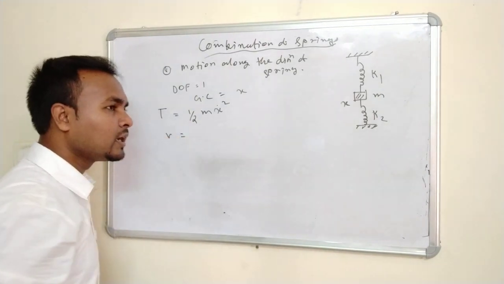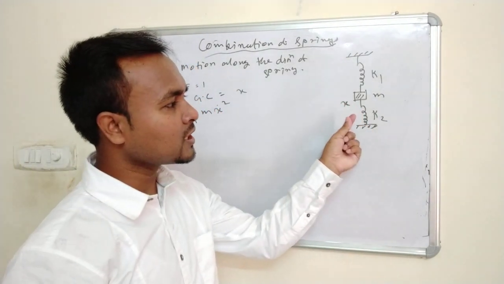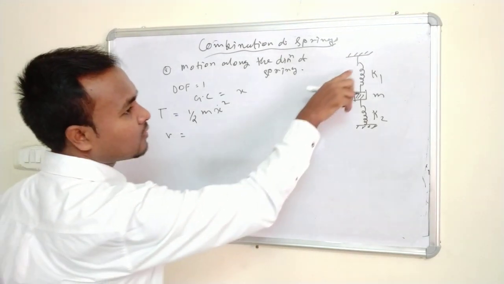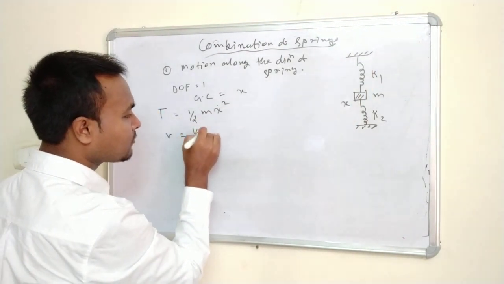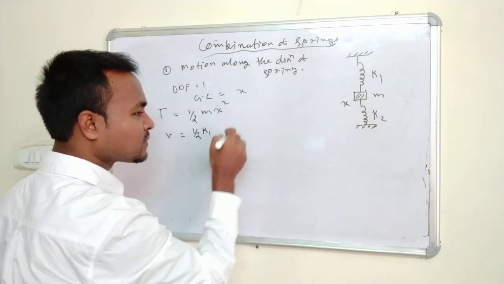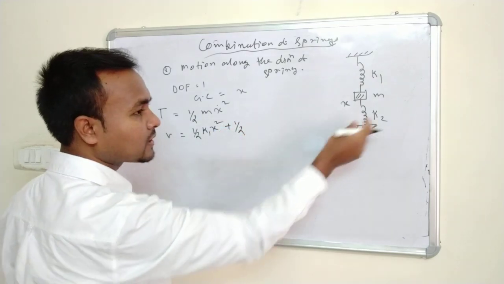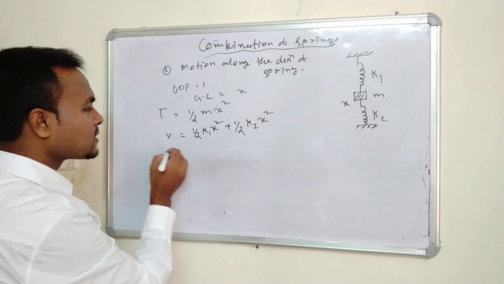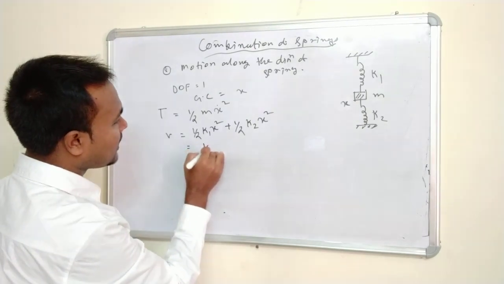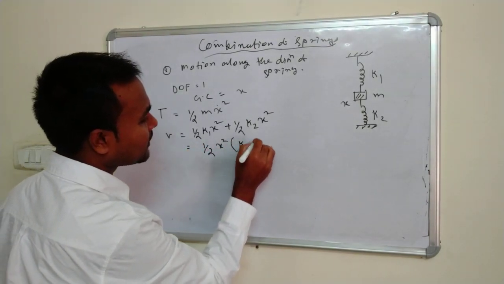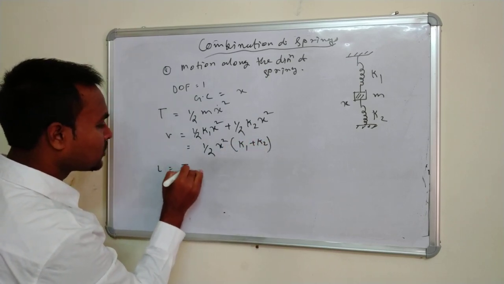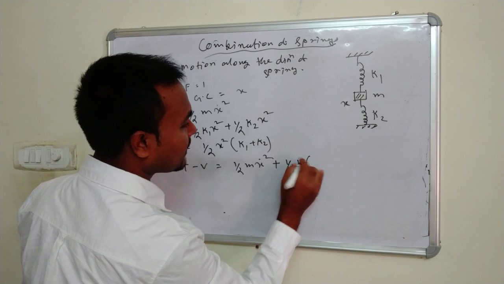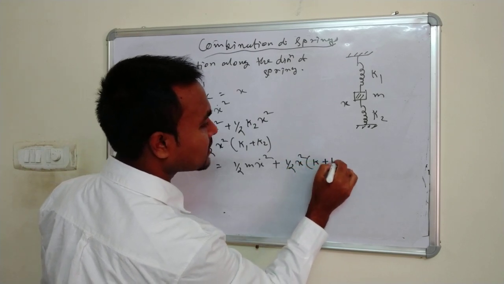And what will be the potential energy? This time the potential energy has contributions from two springs, not only one. For this spring, the potential energy is half of k1 times the displacement x square, plus, for the other spring, half of k2 x square. Clear? So the Lagrangian, simplified, is L equal to T minus V, half of m x dot square minus half of x square times k1 plus k2.